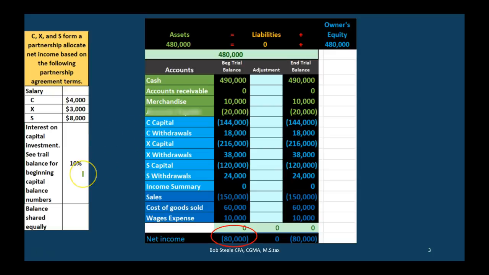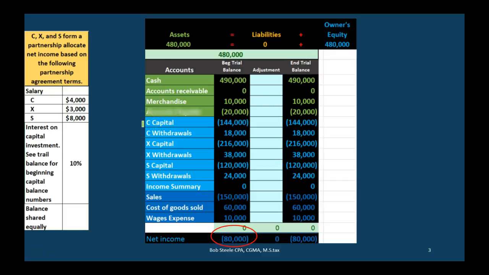We're going to allocate 10% of the beginning capital accounts. Now, if we think about the beginning capital accounts, remember the accounting equation is assets equal liabilities plus equity, or you can think of it as assets minus liabilities equals equity. The equity accounts here are the book value of the company, and the book value is owed to the owners, which are these three owners. So what we need to do then is track these capital accounts and make sure that they represent the amount that is owed to the owners.